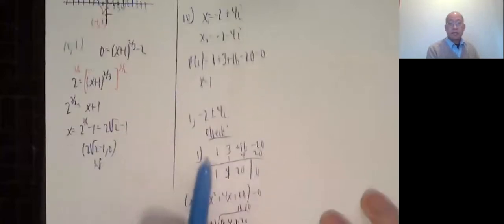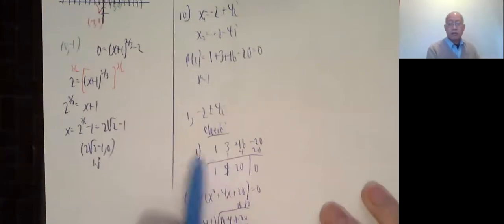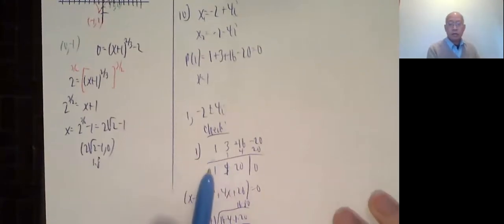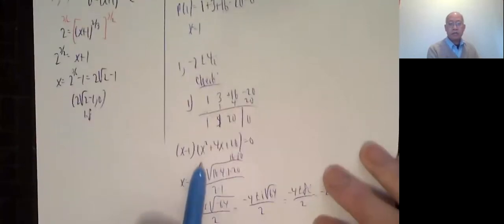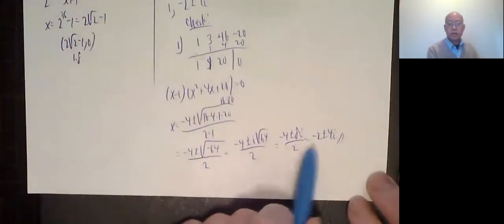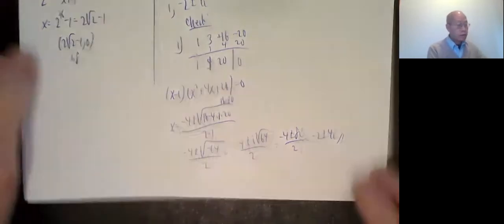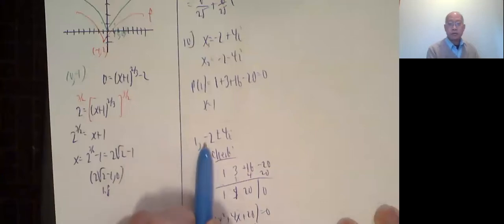Okay. And if you want to check, 1, 3, 16, and negative 20, do the synthetic division: 1, 1, 4, 4, 20, 20, 0. That's (x minus 1)(x squared plus 4x plus 20). And if we do the quadratic formula on this, we do get indeed negative 2 plus or minus 4i. Okay, so anyway, the answer to this problem is 1 and negative 2 plus or minus 4i.